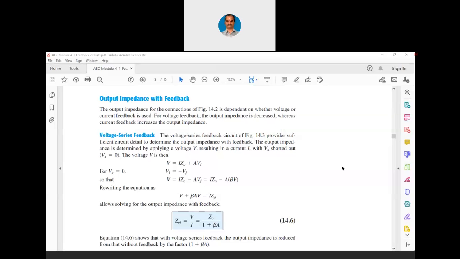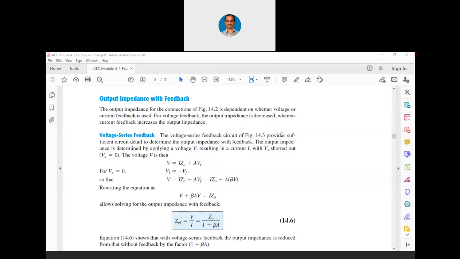So in today's class, we will see about output impedance. As I had told you last class, let us discuss output impedance in the next class. Now, output impedance with feedback. The output impedance for the connections of that particular figure is dependent on whether voltage or current feedback is used. For voltage feedback, the output impedance is decreased, whereas for current feedback, it increases the output impedance, which we have discussed. We will see how now. Let us discuss the voltage series feedback, which we had already discussed earlier.